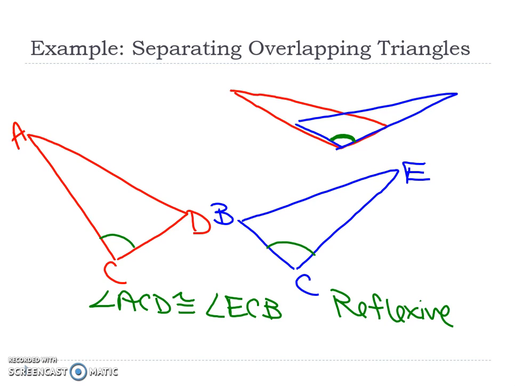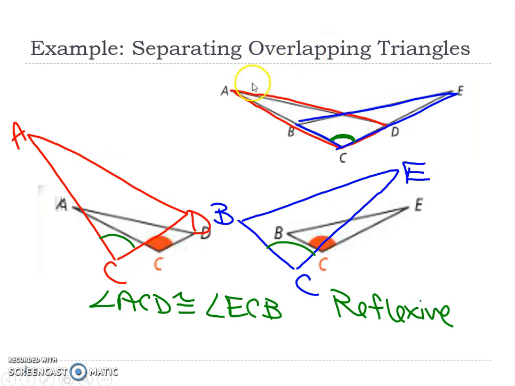Here are some examples of separating overlapping triangles. You have triangle ACD here, triangle BCE here. By separating the overlapping triangles this way, they share the same angle right here. So sometimes it is helpful to separate these two triangles and redraw like this here and here. I drew it again over, but they share the same angle. Angle ACD is congruent to angle ECB because of the reflexive property.